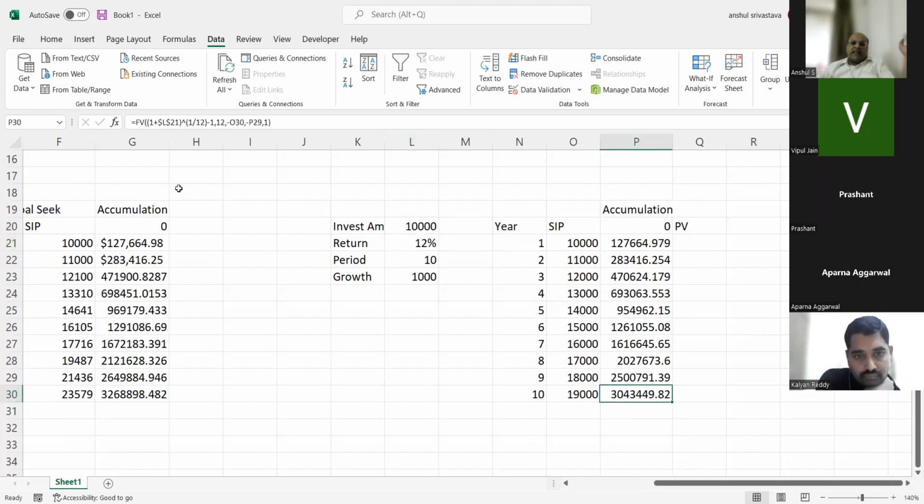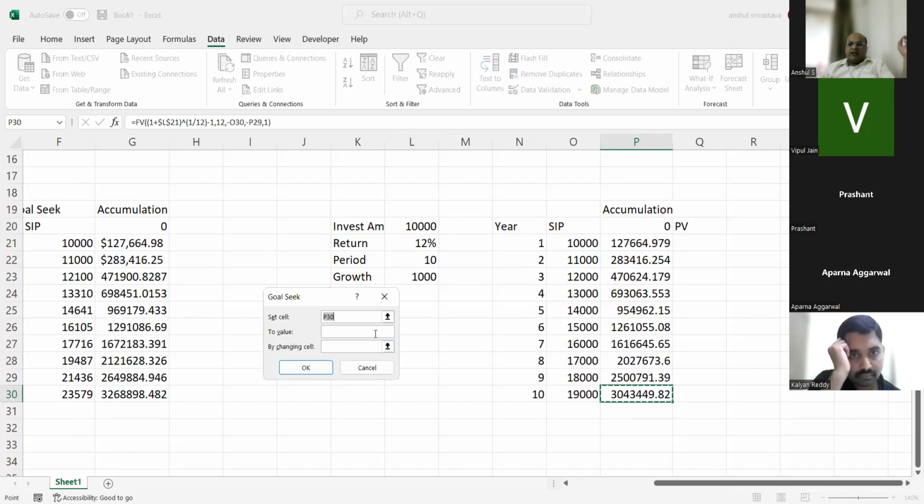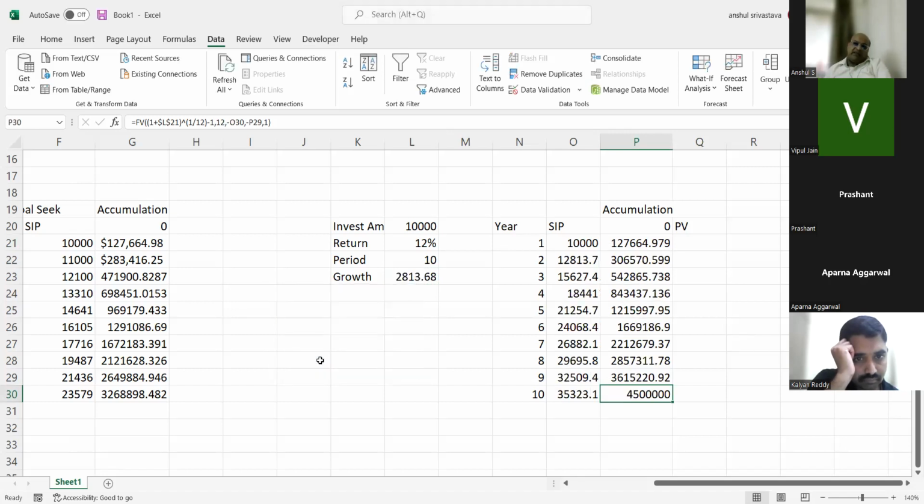So if you want to check that, data, what if analysis, goal seek, set this cell to 45 lakhs. By changing cell, instead of 1,000 rupees, by how much the SIP should increase? So, okay, 2813. Yes, Aparna, correct answer. Got it. Thank you.